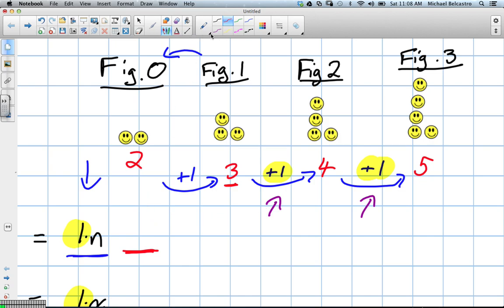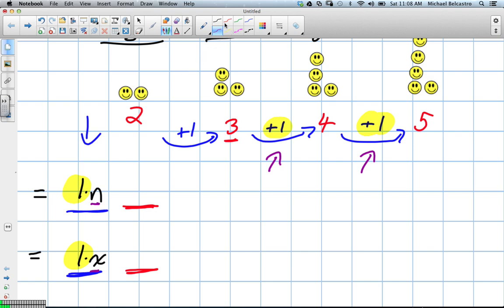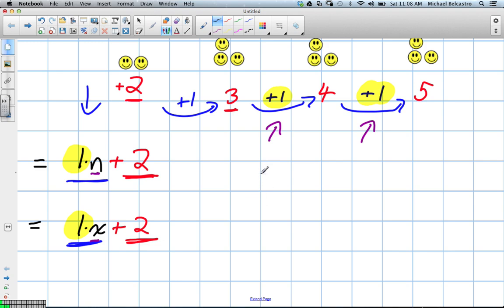Because the n or the x in our case stands for our figure number, okay? That's what they're talking about, what figure number we are. So we're going to take this value, 2, and because it's a positive, it's not a negative value, right? Figure 0 was positive 2. That's what we're going to start our equation with. So let's go with the x one, just because once you guys get into high school, we usually just use the variable x. So our equation is 1x plus 2.